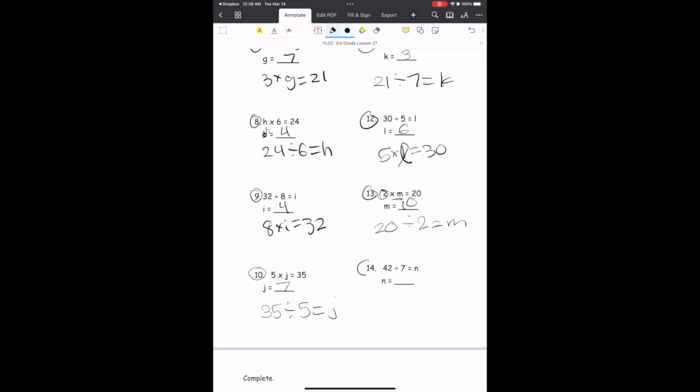And finally, number 14, 42 divided by 7 is equal to N. That's the same as 7 times N is equal to 42. And we all know 7 times 6 is equal to 42.